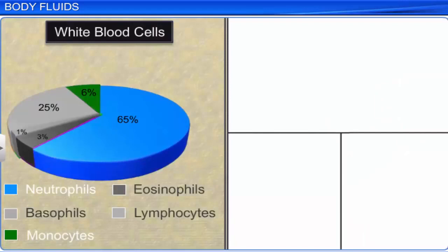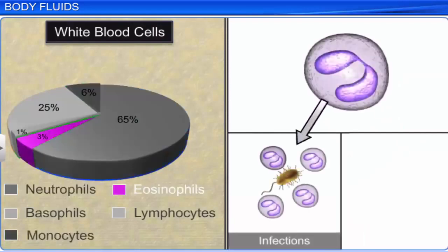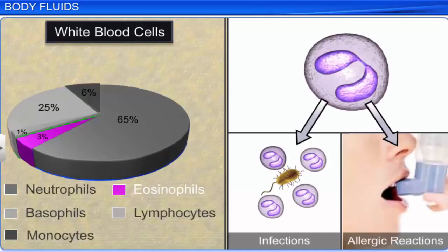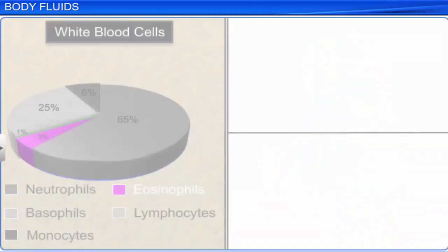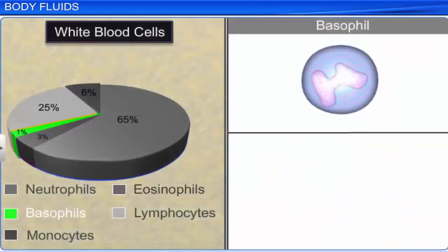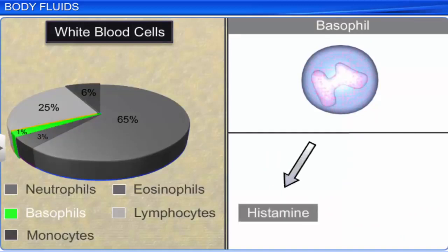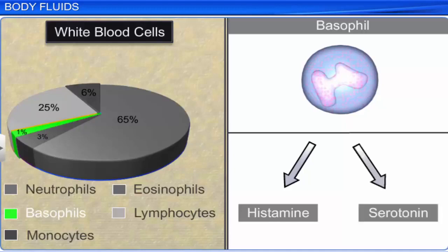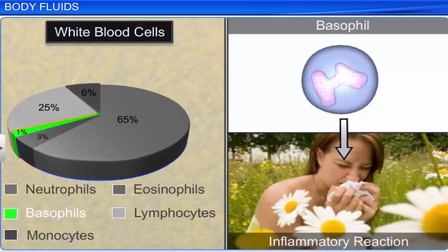On the other hand, eosinophils fight infections and are linked to allergic reactions, while basophils, the smallest granulocytes, secrete substances such as histamine and serotonin and are involved in inflammatory reactions.